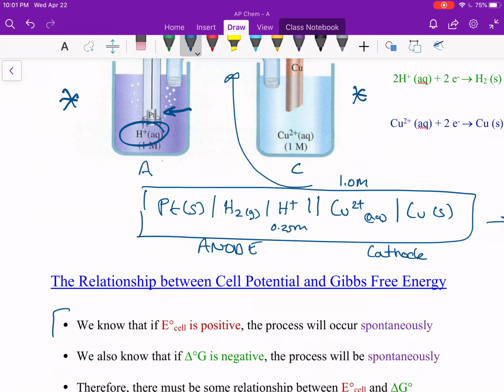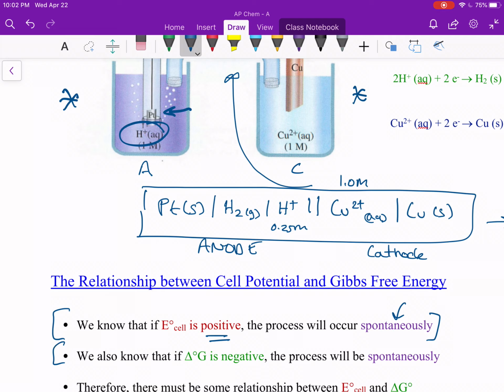We learned earlier in this unit that when E cell is positive, that means that reaction is happening spontaneously. That means the substance with the higher potential, the one that can be more easily oxidized, is at the anode. It's going to flow spontaneously over to the thing that can be more easily reduced, and so we know that's going to happen. So E cell is positive, and that would happen spontaneously. And we know how to calculate E cell now.